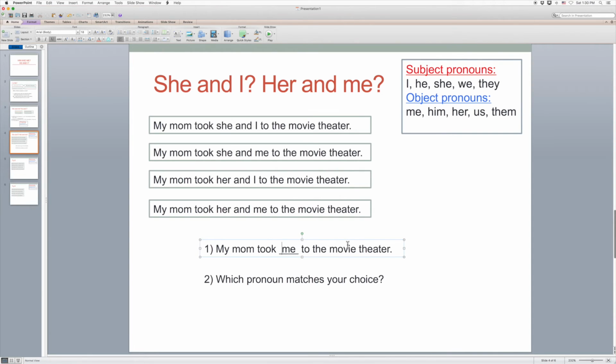So after you've determined if it's I or me, then we can just look at what category it fits in. So me is an object pronoun. The action is done to me. So which pronoun is also an object pronoun? Well, in this case, her is also an object pronoun. So the correct sentence would be, my mom took her and me to the movie theater. This is the correct choice.